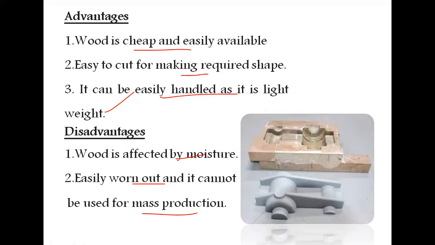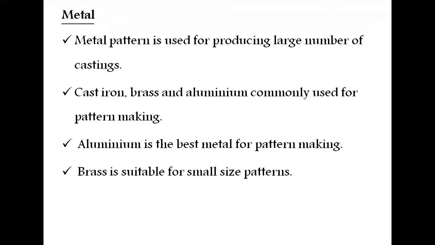When the process is over, finally you have to remove the pattern. The pattern is tightly packed with the molding sand, so we spray or pour water around the pattern. If the pattern is made of wood, wood easily absorbs water, so it gets damaged after a few months. So it's suitable only for producing very few castings, not for mass production.